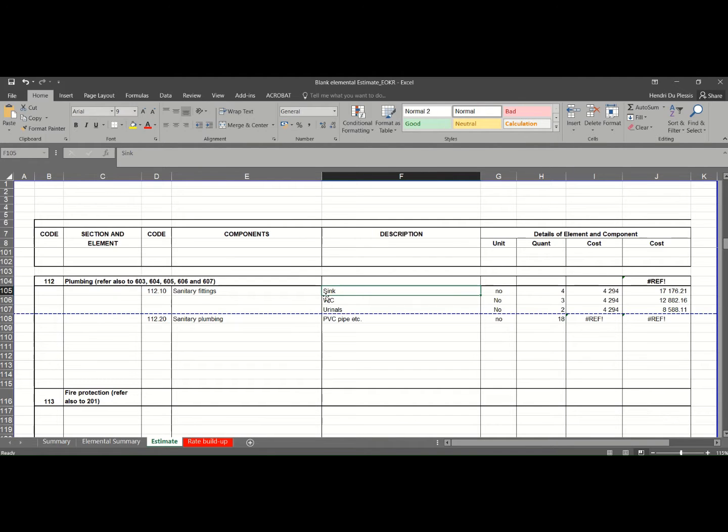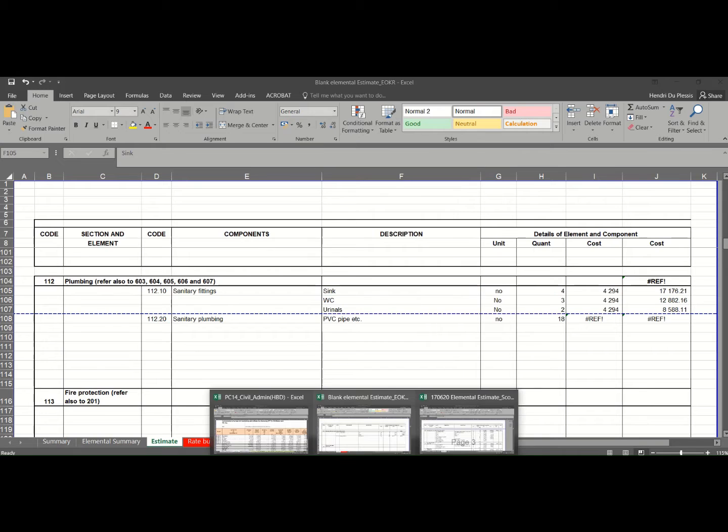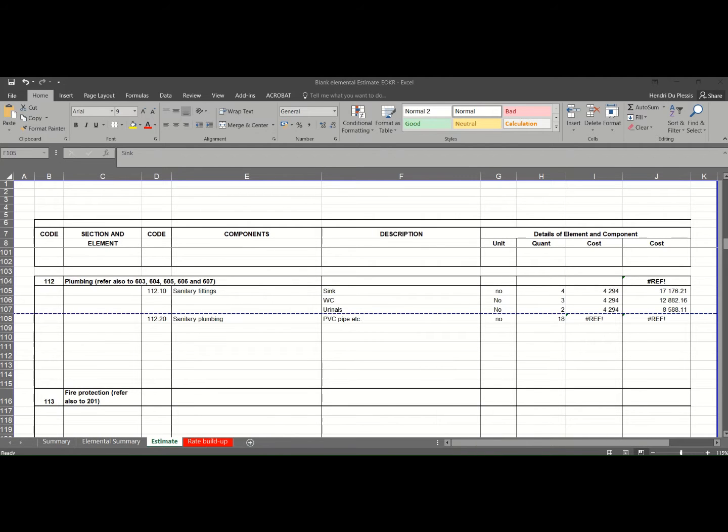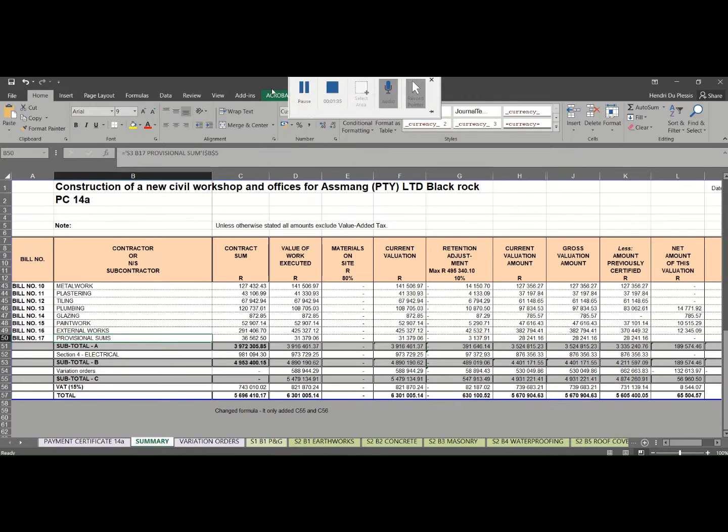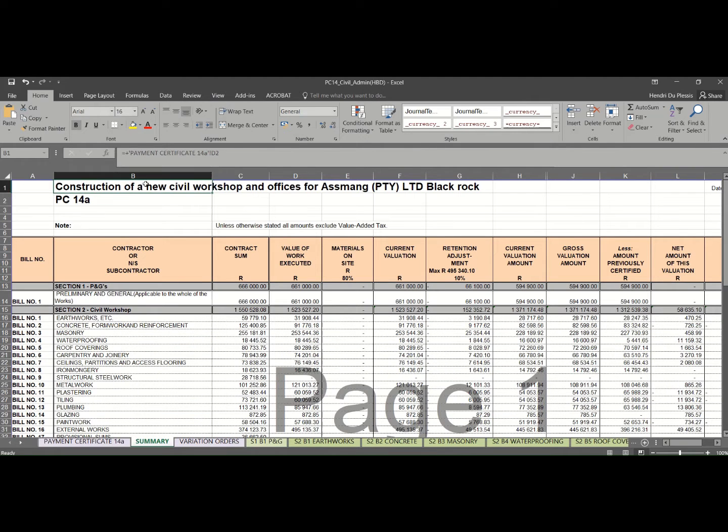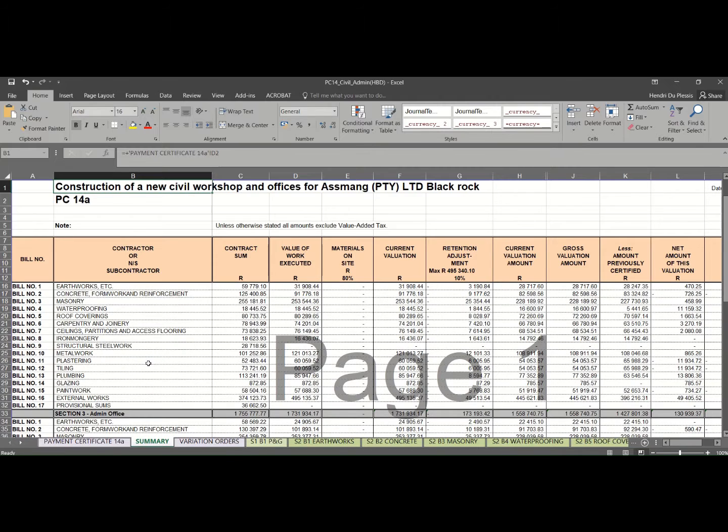So if it's maybe a double bowl sink, let's take for instance the BOQ that I want to show you guys where I get the rates from. So this is the civil workshop that I used in the previous project. This is now just a section that I measured, so it's a little bit easier to keep track of than the electrical BOQ, which is done by the electrical engineers.